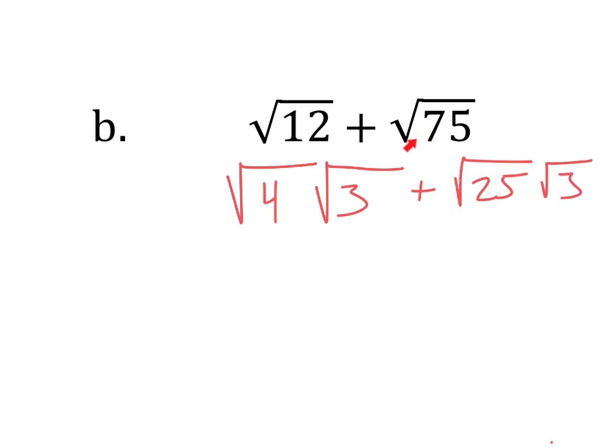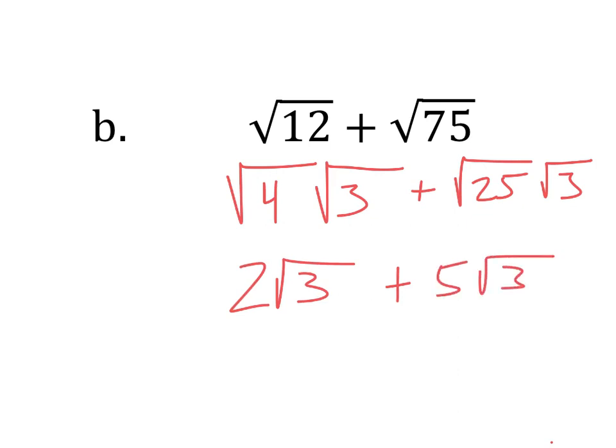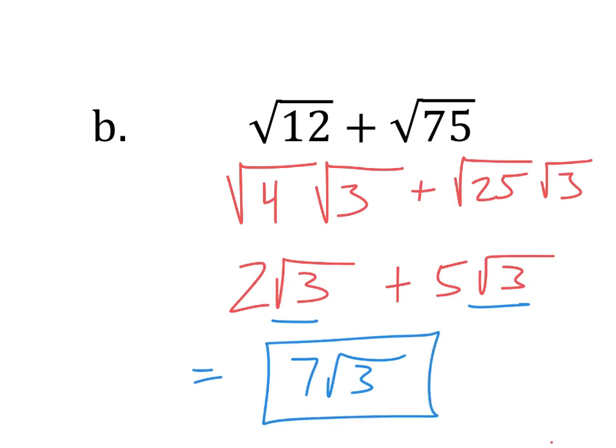Now by the way, you can use the prime factor method here. That's totally fine. But in most cases, we don't need the prime factor method unless these numbers are really big. So get to know your perfect squares, and we can simplify the part that we can and the part that we can't. So here we can simplify the square root of 4. We can't simplify the square root of 3. We can simplify the square root of 25. We can't simplify the square root of 3. So we have 2 square roots of 3 and 5 square roots of 3. Add them up, and that equals 7 square roots of 3.